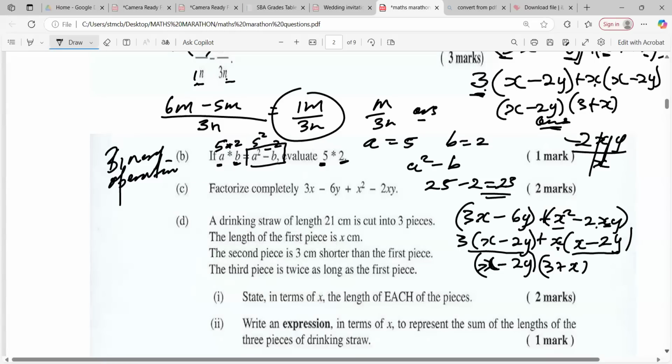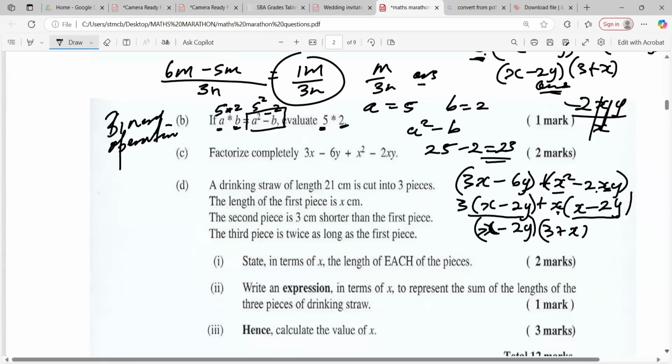And then, I'm going to find x. Hence, calculate the value of x. So you will get a total of 6 marks for that. Attempt that one, guys.